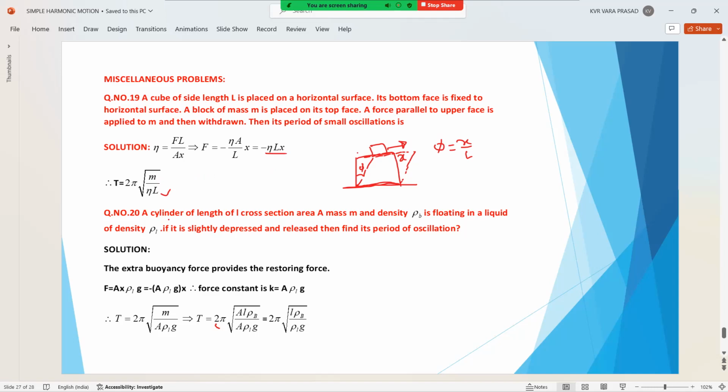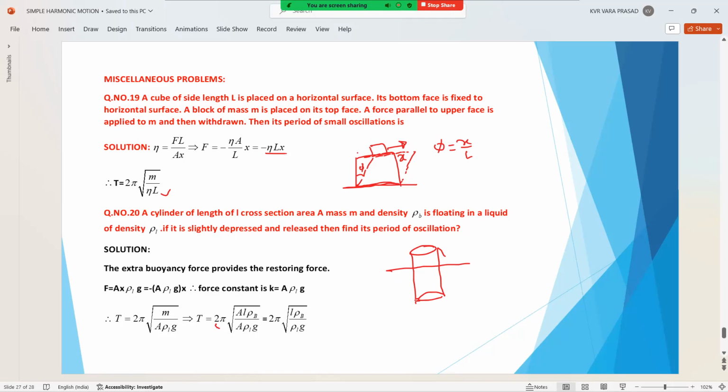A cylinder of length L, cross-section area A, mass m, density rho b, is floating in a liquid of density rho L. If it is slightly depressed and released, then find its period of oscillation. See the diagram here. Suppose this is the surface of the liquid. This is a cylinder with some part inside. It is now floating. We are given the length is L.